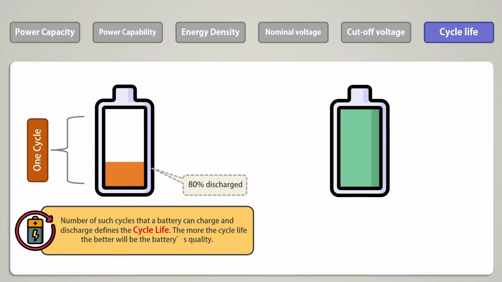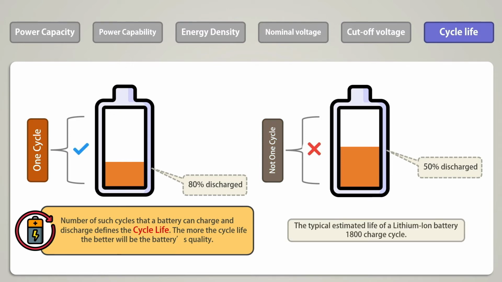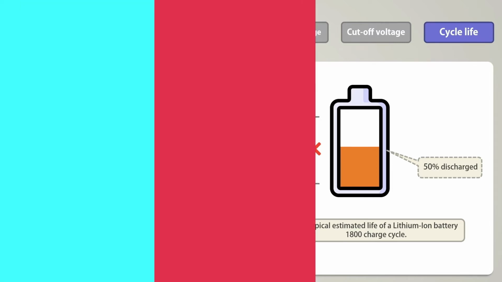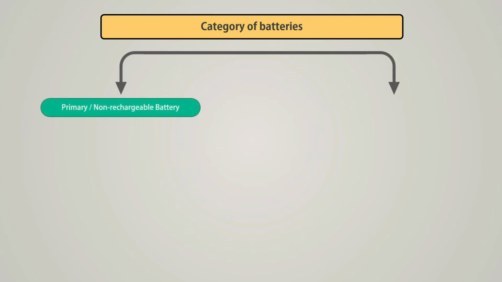But if a battery is discharged to say 50% of its actual capacity, considering the battery is fully charged initially, it cannot be considered as a cycle. For example, the typical estimated life of a lithium-ion battery is about 2-3 years or 1800 charge cycles. So far we have been discussing various technical terms related to batteries, now we will know what are the types of batteries.